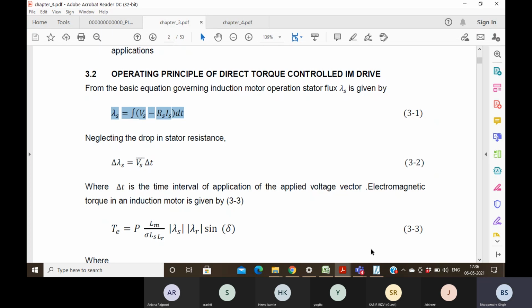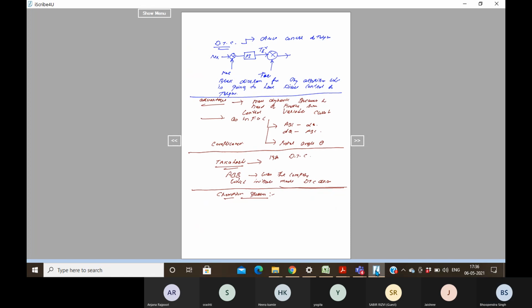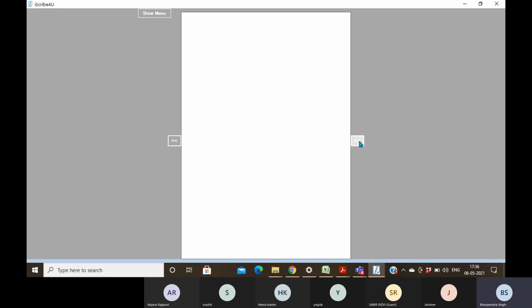Now I'm shifting to my writing pad, fresh page. A direct torque control drive is based on a simple equation which says that d/dt of flux linkage is equal to the induced EMF, the back EMF, which is equal to the voltage minus the drop, Is into Rs. Remember, we are talking about the induction motor.